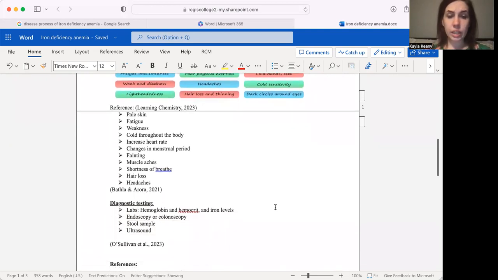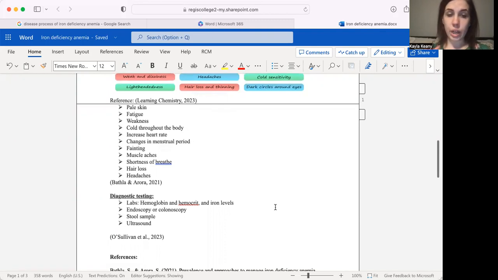The diagnostic testing would be doing lab work, such as getting your hemoglobin and hematocrit levels, as well as the iron levels. Endoscopy or colonoscopy, especially if the patient has been taking NSAIDs for a while or has a history of GI bleeds. This is a great way to see where the source of the blood loss is. A stool sample can show if the patient has blood in their stool, and also doing an ultrasound to see if they can figure out if there is a bleed somewhere in the body.